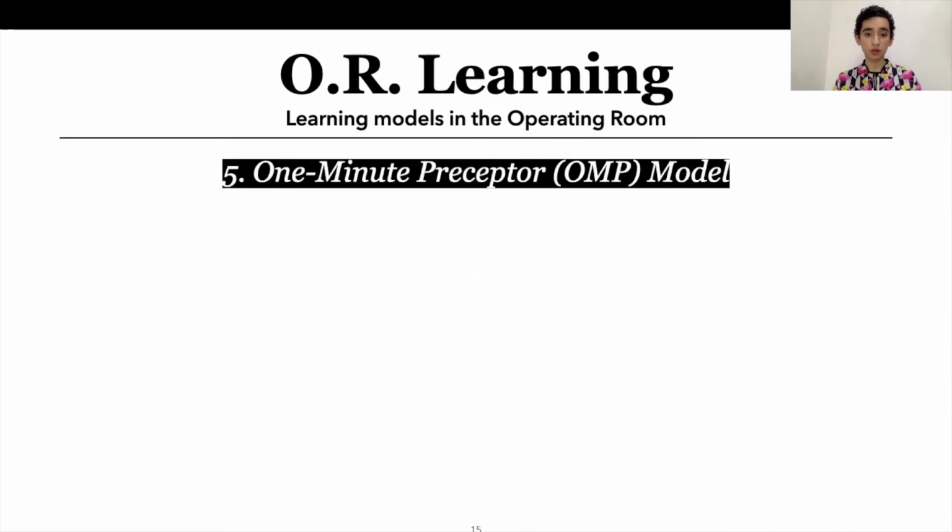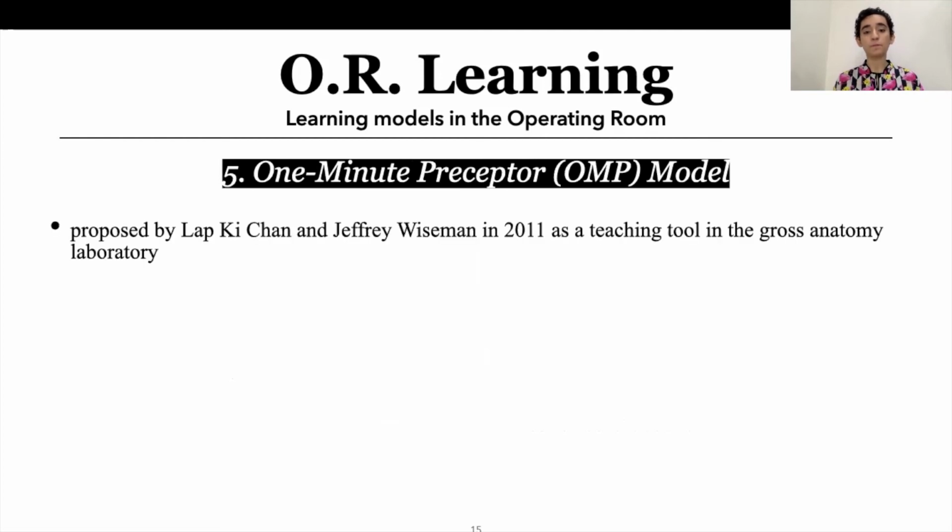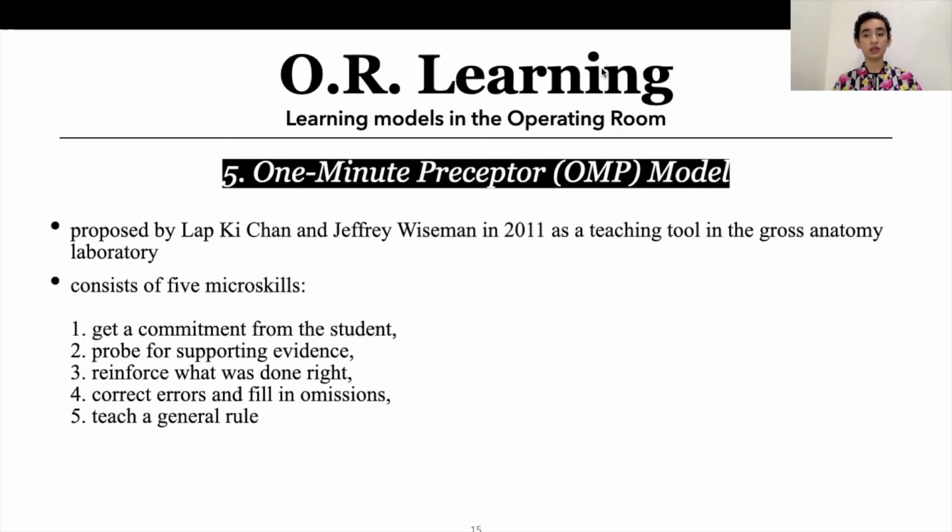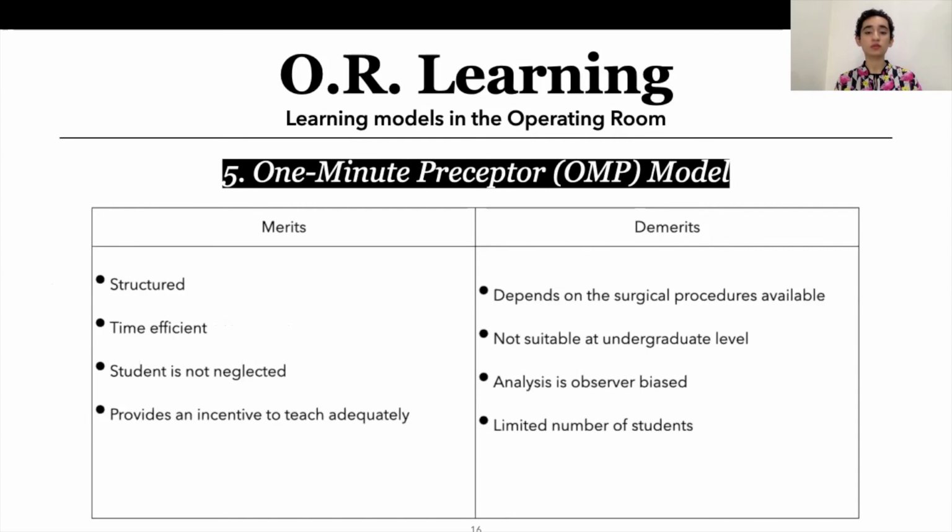So the OMP model, the 1-minute preceptor model, was proposed for gross anatomy teaching in 2011 by Lapke Chan and Jeffrey Weissman. And what they did was they put 5 microskills and assigned them to 1 minute. So within a minute, you have to get a commitment from your student. You have to probe them for supporting evidence. You have to reinforce what was done right. You have to correct errors and fill in omissions, and then teach them a general rule at the end of the day. The problems are varied, but there are also a lot of good things about this model.